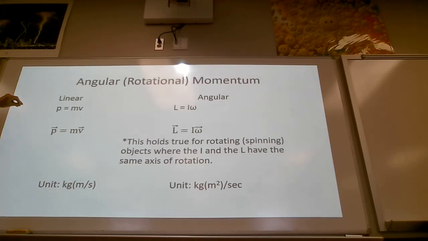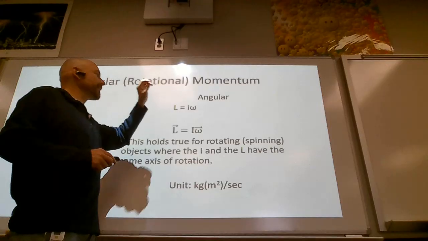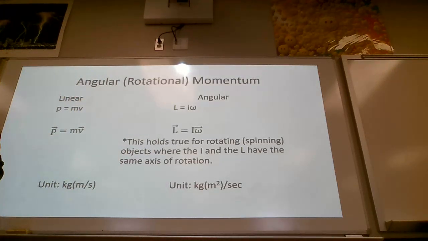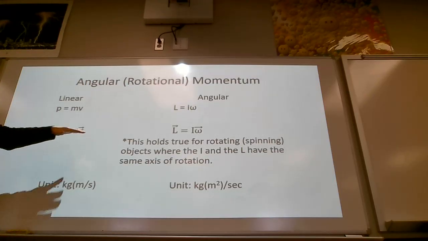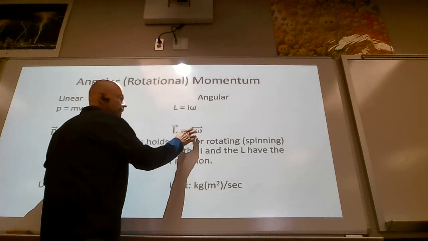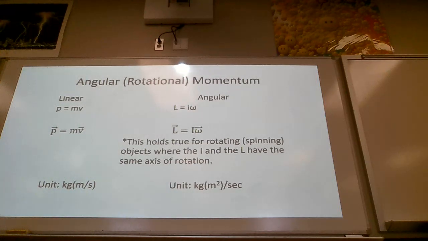You have linear momentum. If they want angular momentum, they will specify angular momentum. If they just say momentum, that's just this. Okay. So it's a vector quantity. It is in the same direction as your rotational velocity. So use your right-hand rule to figure out the direction of angular momentum. It's always going to be the same direction as your rotational velocity.